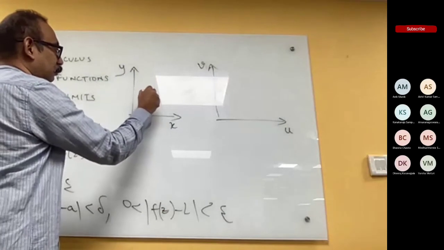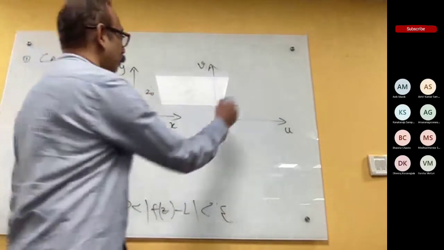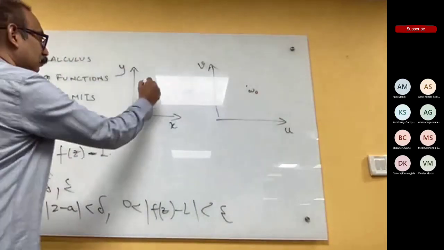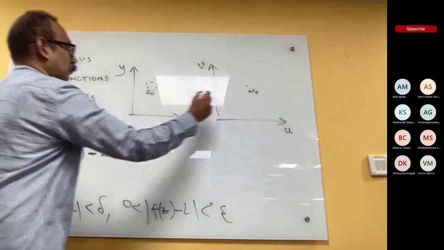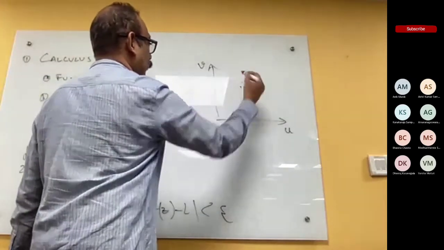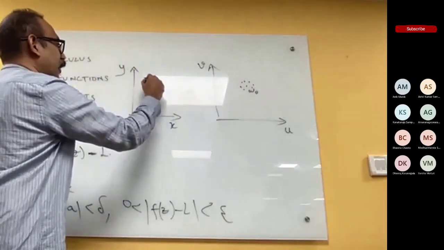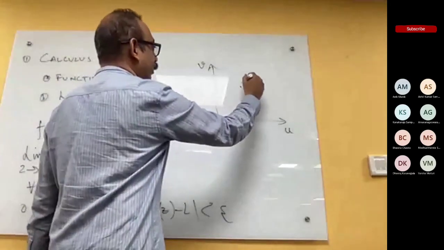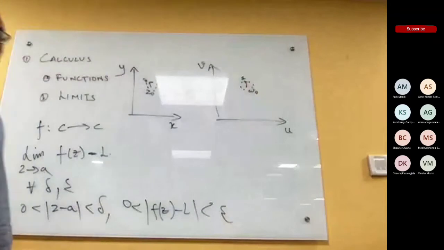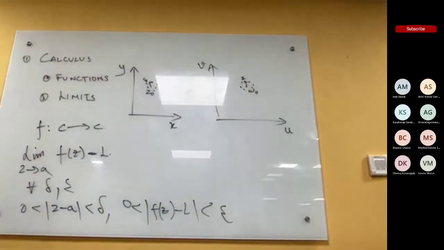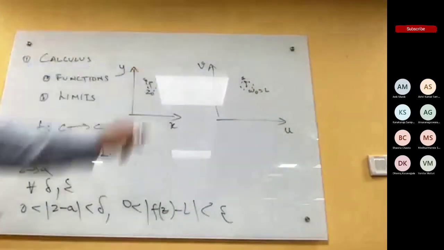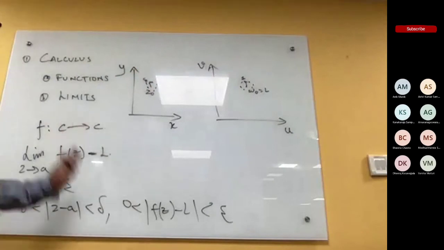Let us say some z naught maps to some w naught. Essentially what you're saying is if this value lies within delta, then this value should lie within epsilon. This is what you're saying, that the limit exists to some L. This w naught equals L. Then the limit of the function is equal to L. That's essentially what you're saying.